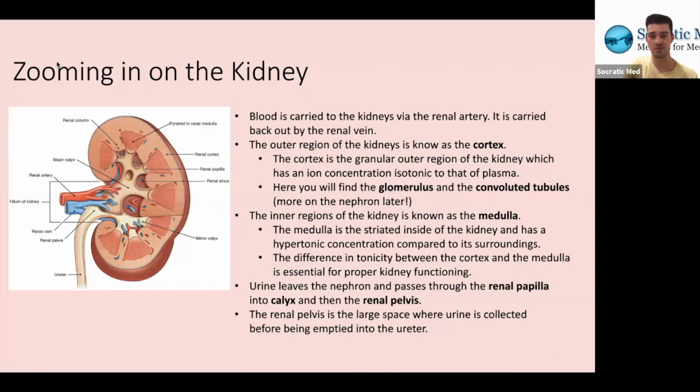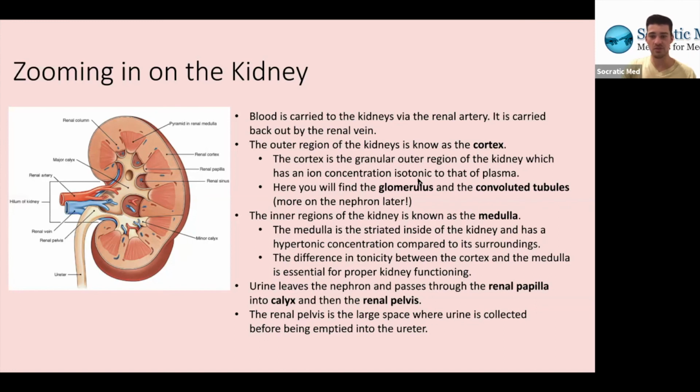The cortex is the outer region of the kidney, which has an ion concentration isotonic to that of plasma. So the cortex tonicity, the solute concentration, is basically the same as plasma. And we're going to talk a little bit later about why that's important, but I'm sure if you're familiar with osmosis, then you can already pretty much understand why. So in the cortex, you will find the glomerulus and the convoluted tubules, which are two different parts of the nephron. They are toward the beginning when the filtrate just enters the lumen.